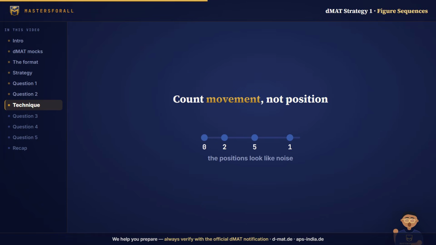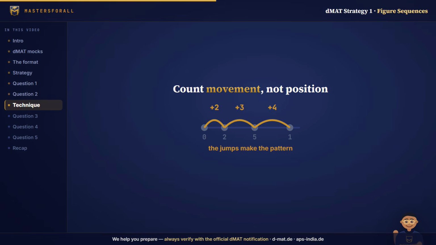Second, count movement, not position. When a figure travels round the edge, your eye wants to read where it is sitting. Top left, right side, bottom. That list rarely makes a pattern, but the jumps between them almost always do. Ask how far it moved, never where it landed.